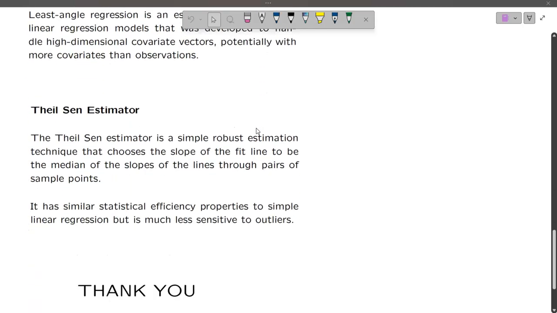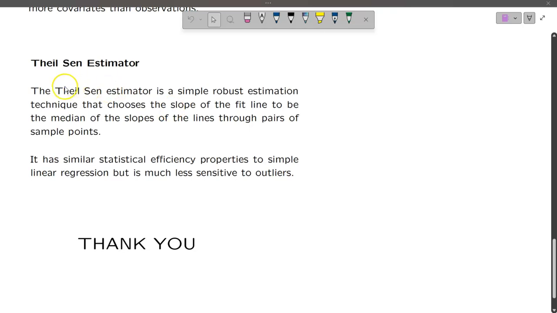The Theil-Sen estimator. The Theil-Sen estimator is a simple robust estimation technique that chooses the slope of the fit line to be the median of the slopes of the lines through pairs of sample points. It has similar statistical efficiency properties to simple linear regression, but is much less sensitive to outliers. It's quite robust.